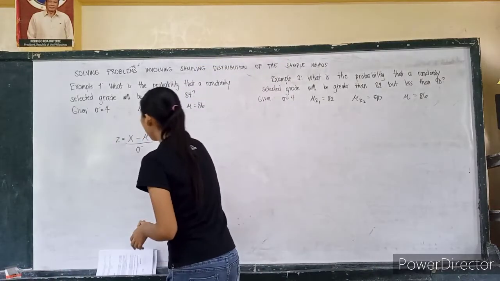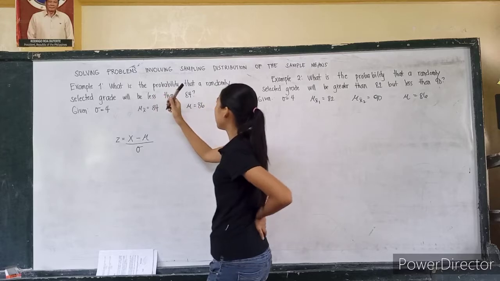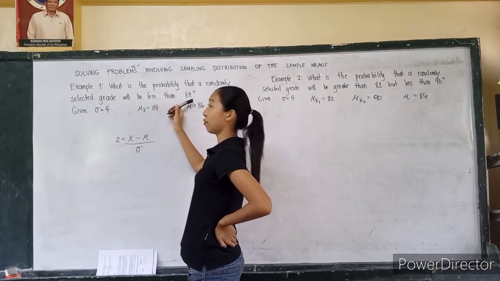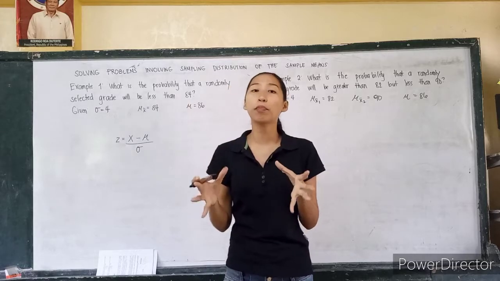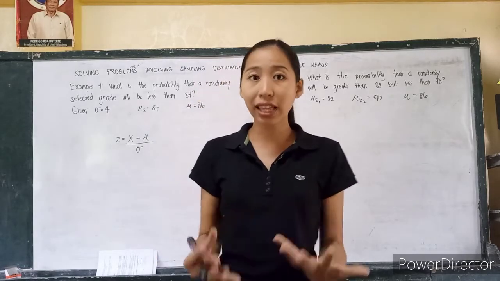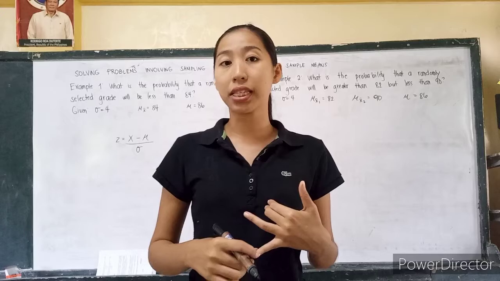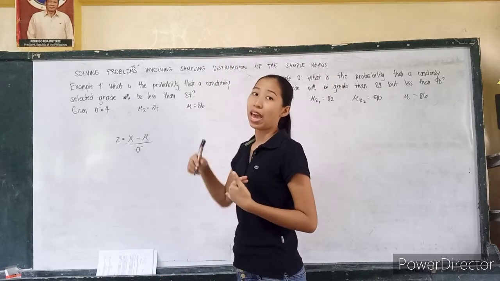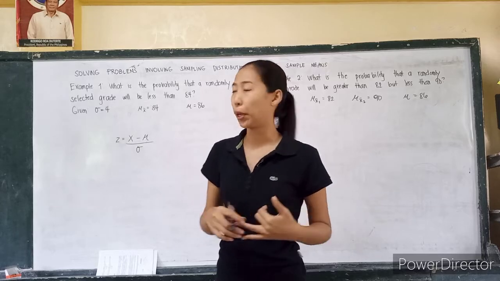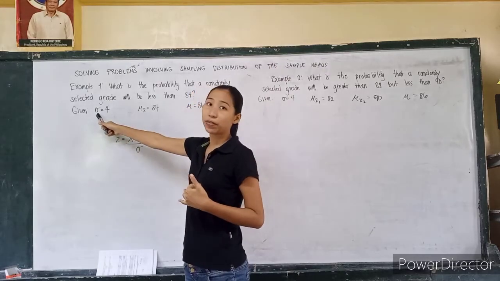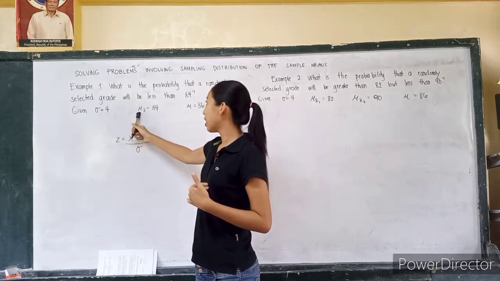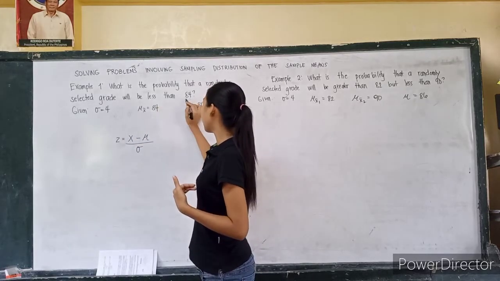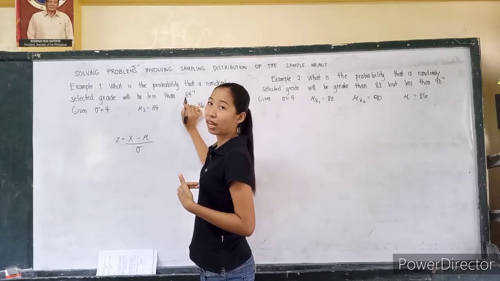Let us read again. What is the probability that a randomly selected grade will be less than 84? Out of the word problem earlier, it is stated here that the population mean is equal to 86, which is mu is equal to 86, and the standard deviation is equal to 4. So we have the population standard deviation, which is equal to 4. And then here, this is the value of x, which is 84. This is what it gave us.